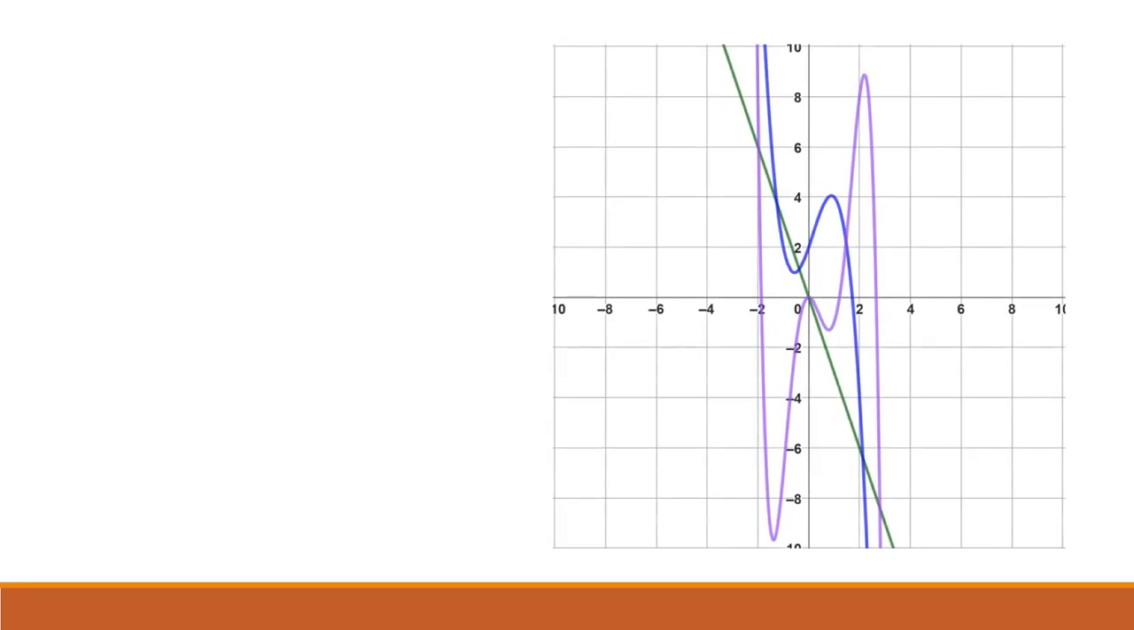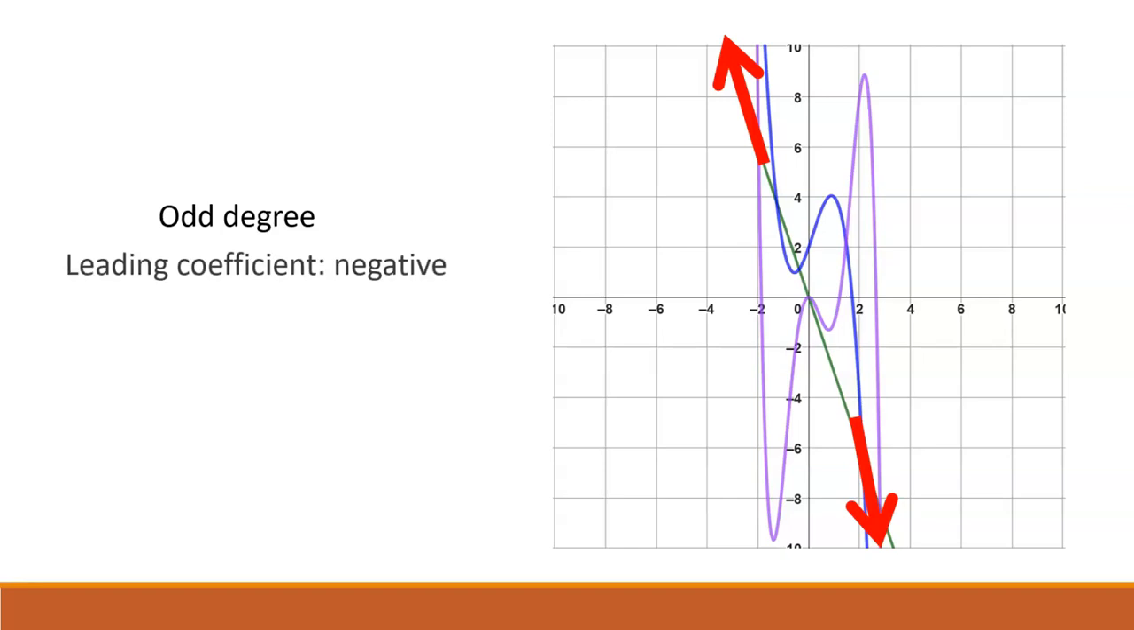Here's another 3 functions graphed together. What do we notice? We can see that the ends do go in opposite directions, so that tells us that these are all odd degree functions. If we look at the right end, we see that that's pointed down in a negative direction. So the leading coefficient of these functions must be negative.